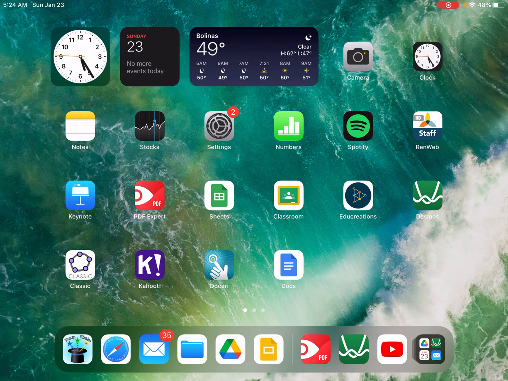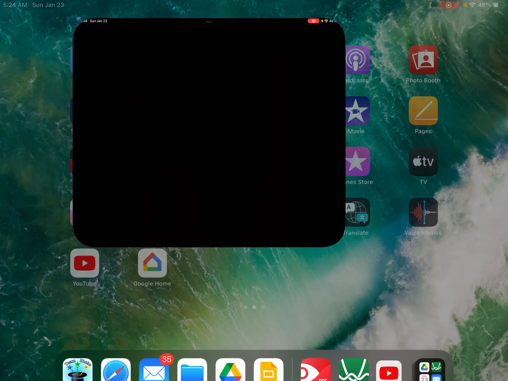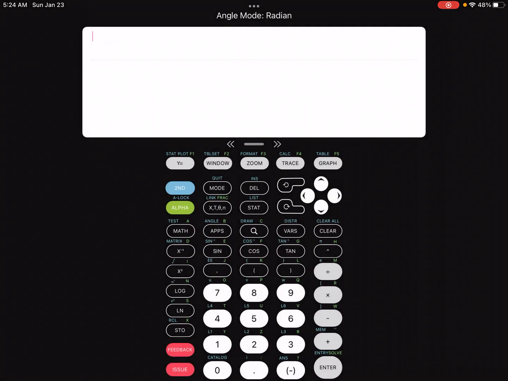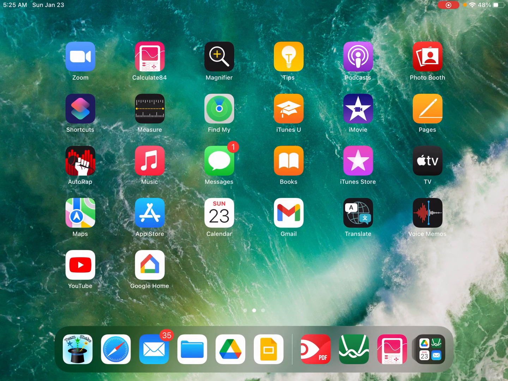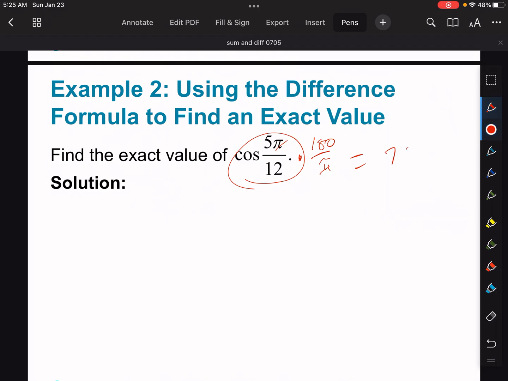5 times 180 equals, divided by 12 equals 75 degrees. So for 75 degrees, we can think of that in terms of 45 degrees and 30 degrees. Those are nice places on the unit circle. So let's rewrite this as the cosine of 45 plus 30.